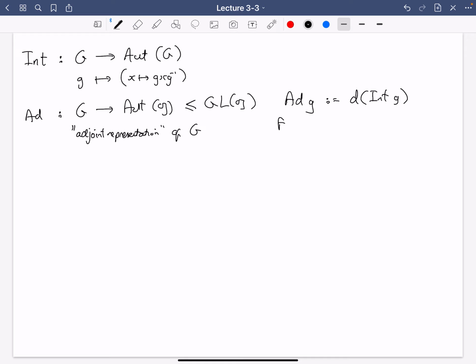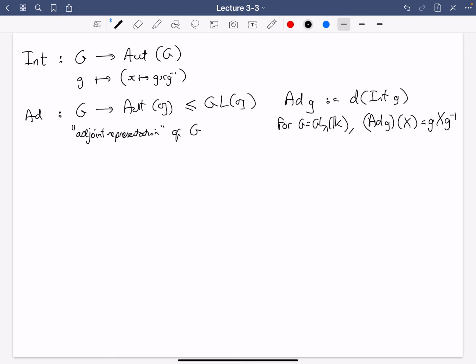And I think we also proved that for G being the general linear group, the way Ad g in the general linear group acted on a matrix X in the general linear Lie algebra was just the obvious thing, just conjugation by that invertible matrix.